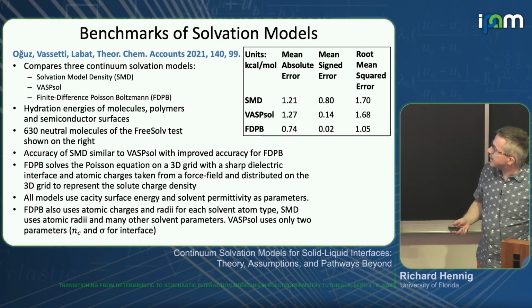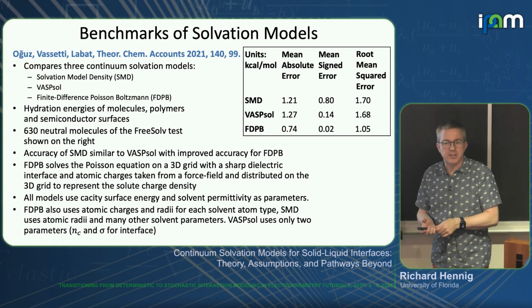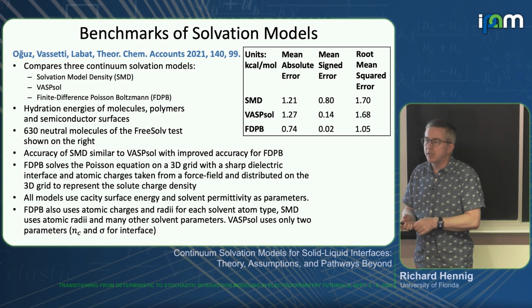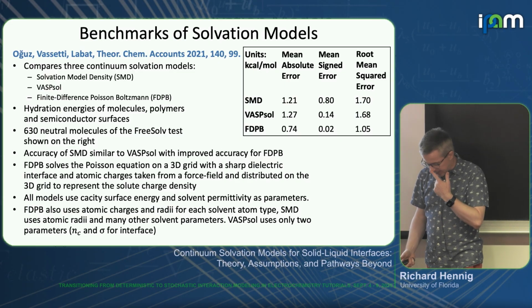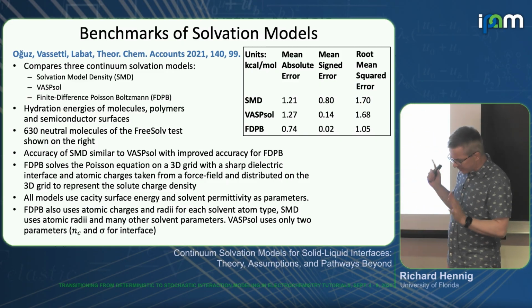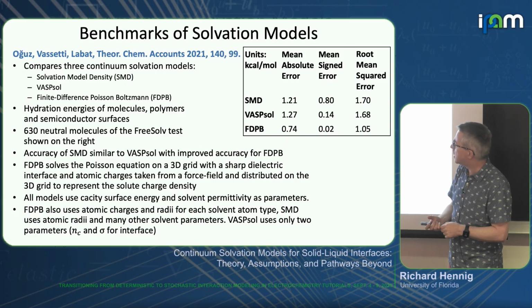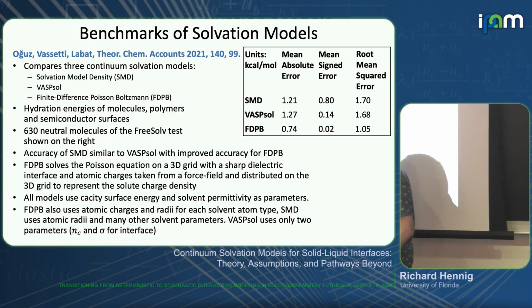I want to say a little bit about how these models do. I don't have results for the Salsa model. The Salsa model is quite accurate. Its main advantage is that it has a much better description of the cavity, and it also has fewer parameters than many of the other models, especially the quantum chemistry models.